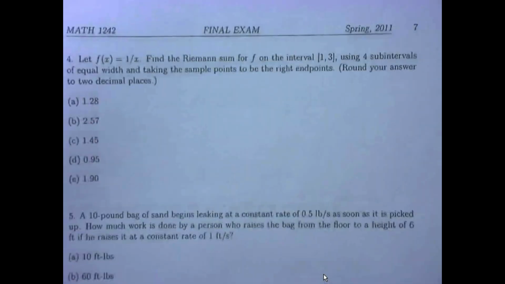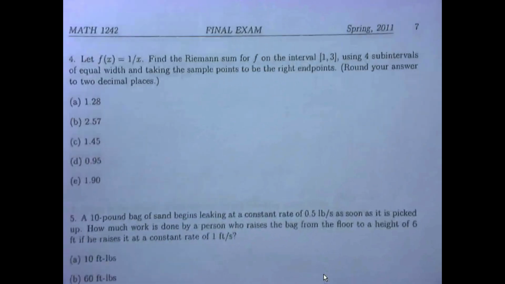Number 4. Let f of x equal 1 over x. Find the Riemann sum for f on the interval between 1 and 3 using 4 subintervals of equal width, taking sample points of the right endpoints. Round your answer to 2 decimal places. Okay. What do they want me to do? Oh, yeah. Riemann sum, 4 subintervals.